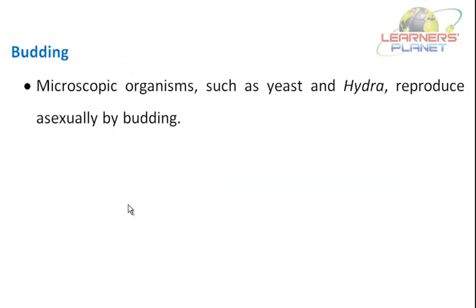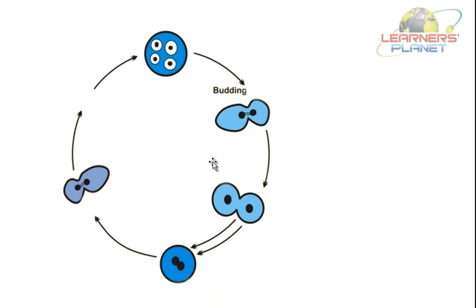Yes, students. Budding is a type of asexual reproduction where new individuals develop as small growths or buds on the surface of the parent organism. Microorganisms such as yeast and hydra reproduce asexually by budding. Now here yeast is an organism, hydra is also an organism, and they reproduce asexually by budding. So here you can see the beautiful diagram of yeast. This diagram shows the process of budding in yeast.